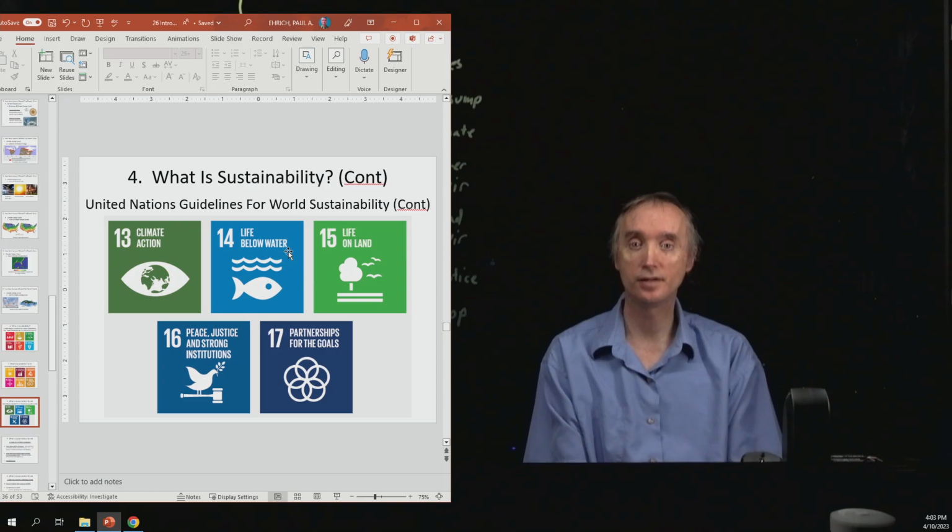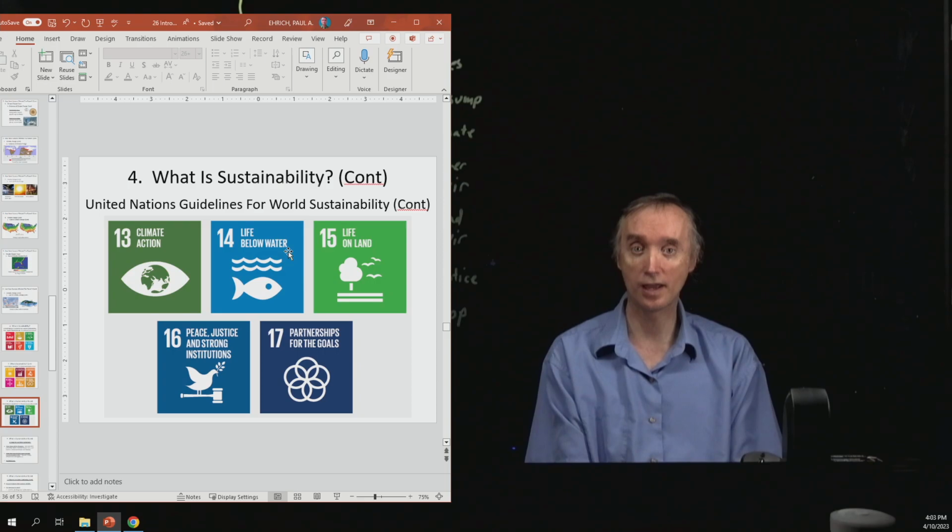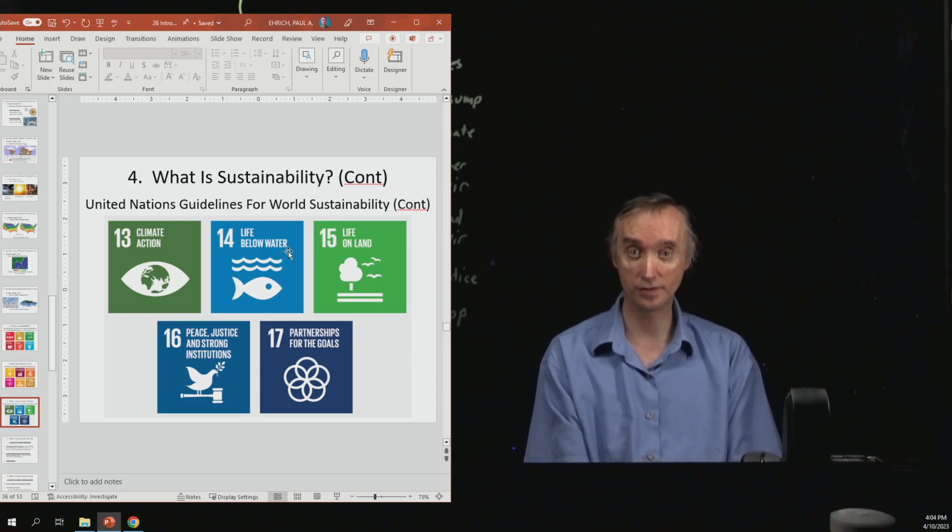Number 13 is climate action. So we've been saying that the climate is warming up. So in these guidelines, they wanted to do something to reduce the amount of carbon emissions, for example. Number 14 is to have a clean water environment for animals and fish. Number 15 is to have a clean land environment. Number 16 is having justice for all. And then finally, number 17 is cooperation amongst nations in order to be able to implement all of these things.